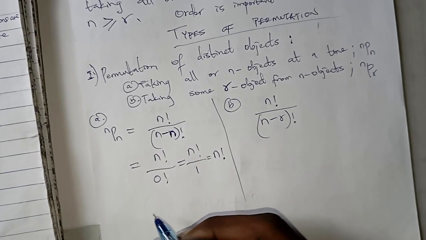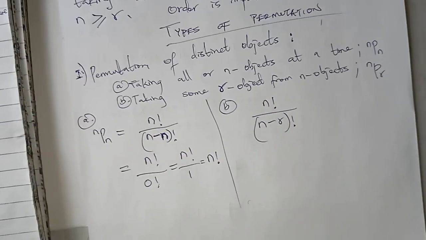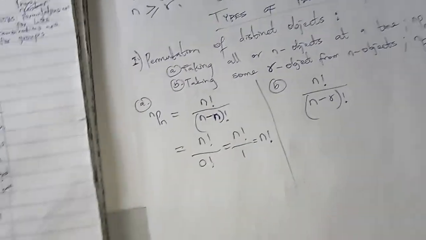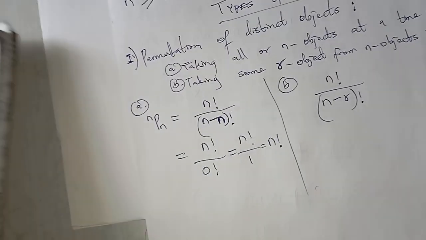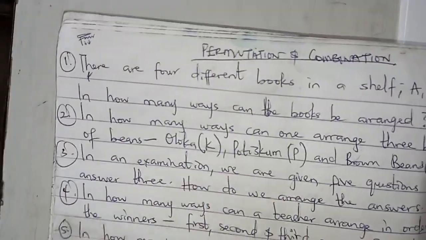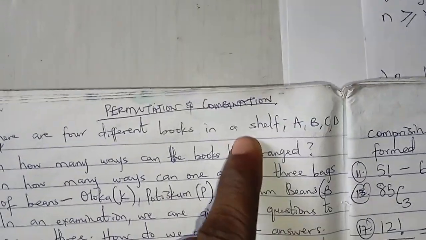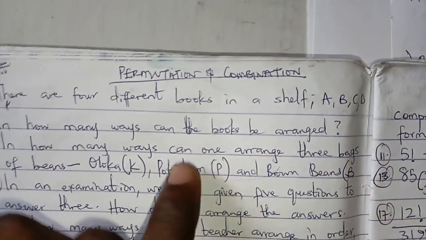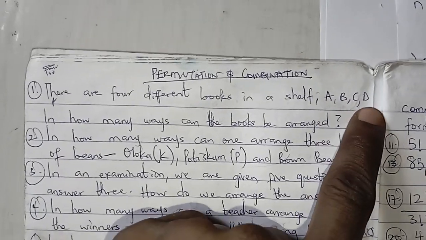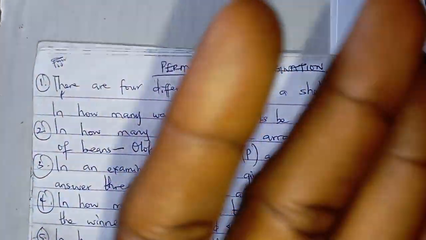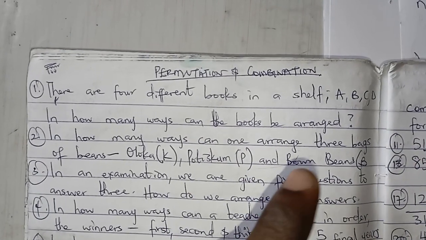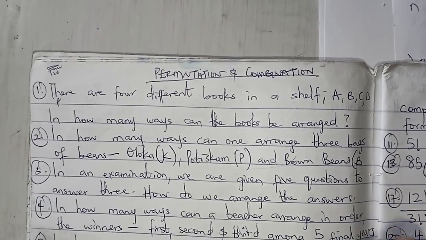So let's take, for example, if I'm asked, in how many ways can 5 different books be arranged in order? Let's look at this. They say there are 4 different books on a shelf, A, B, C, D. In how many ways can the books be arranged? So we have 4 different books A, B, C, D, and this time they want us to arrange the 4 books. 4 books is n. Arrange the 4 books. That means the arrangement there is also n.